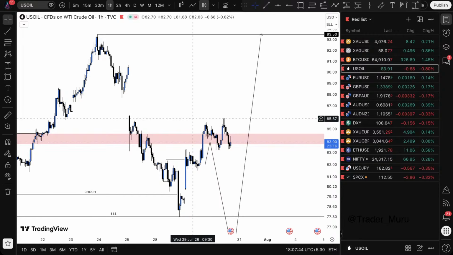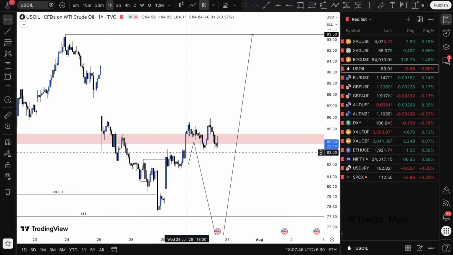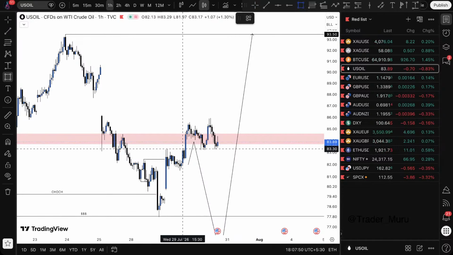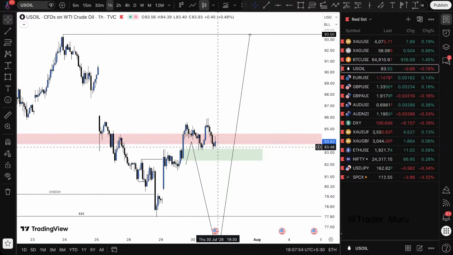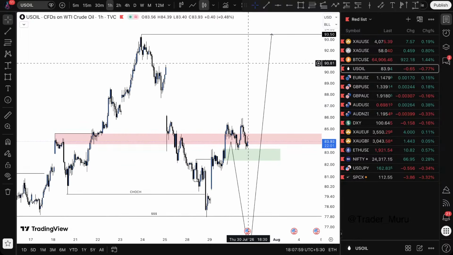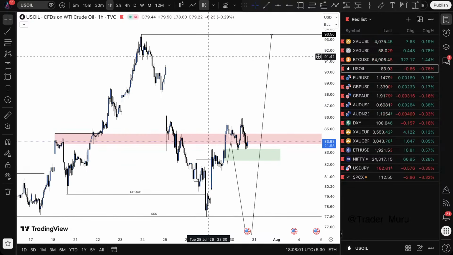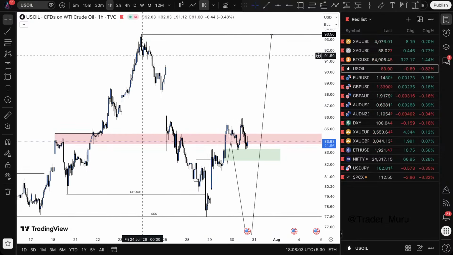Oil is still ranging at the same level. If we get a breakdown of this demand here, we can short it. Otherwise, be careful in oil. It is still bullish, just ranging here. It might go to the upper level near 91.